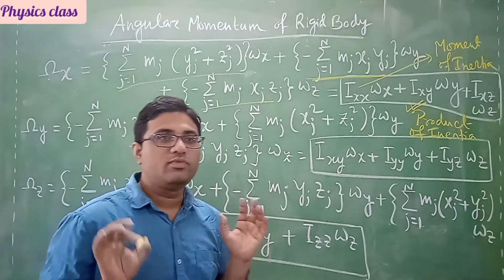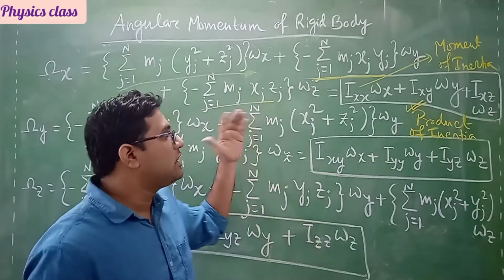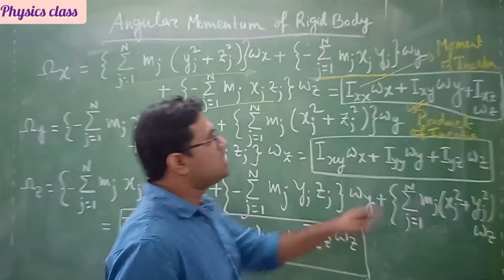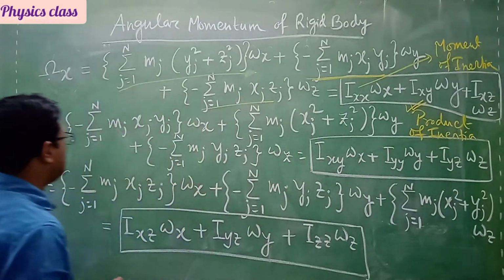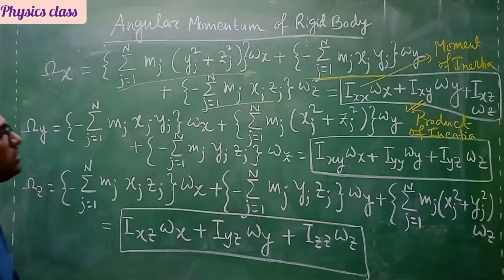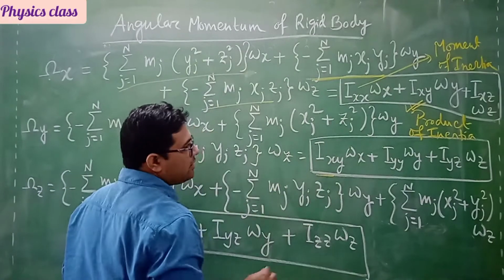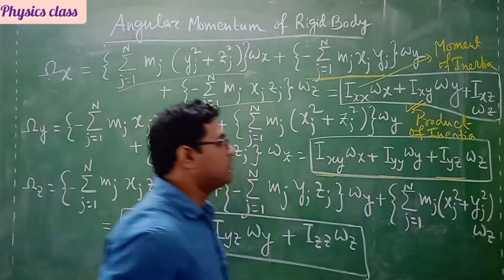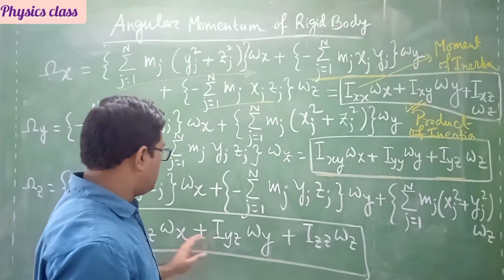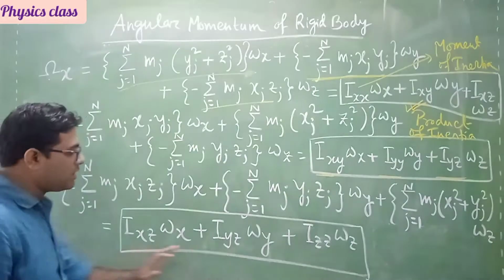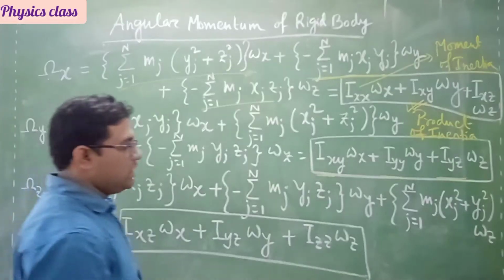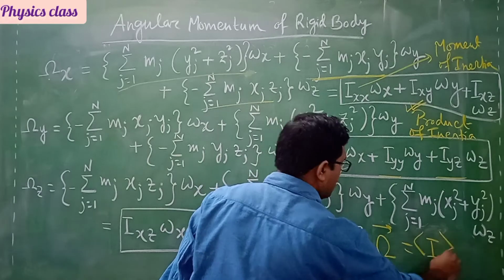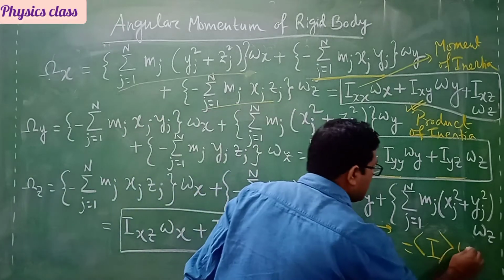But in general, if the axis of rotation is very general, in that case we have to consider the moment of inertia and product of inertia. So Ixz is another kind of product of inertia. Similarly here, if we see the y component, we have Iyx, then the moment of inertia about the y-axis, and then the product of inertia. Okay, so if we see the z component of angular momentum, we will get this. Now in this case, L in general we can write like this. So I shall write like this, and then omega.